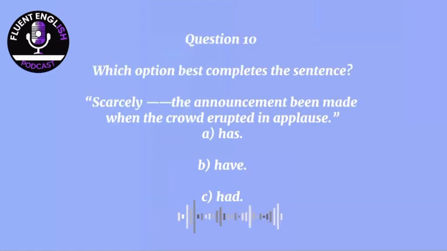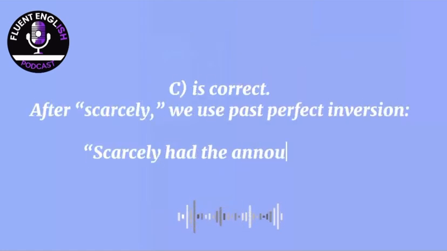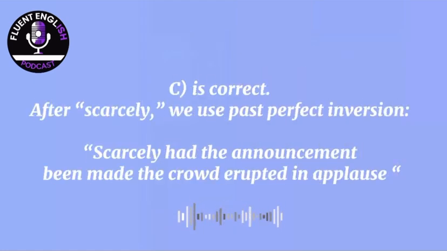Question 10. Which option best completes the sentence? Scarcely, the announcement been made when the crowd erupted in applause. A. Has. B. Have. C. Had. C is correct. After scarcely, we use past perfect inversion. Scarcely had the announcement been made, the crowd erupted in applause.